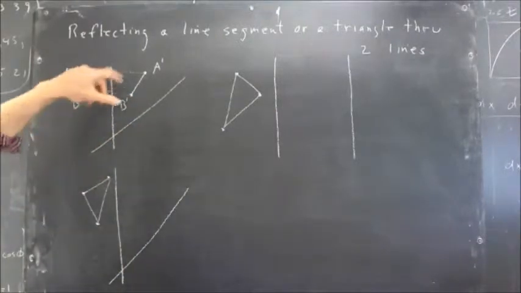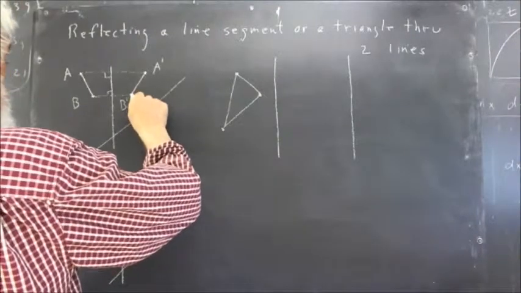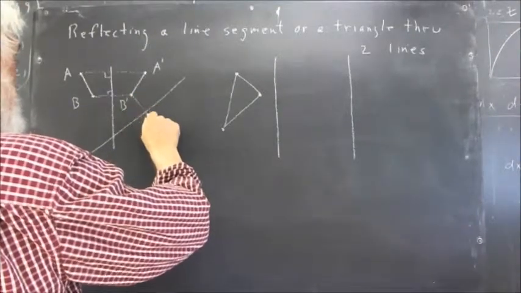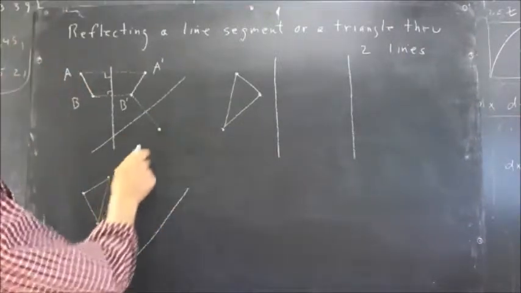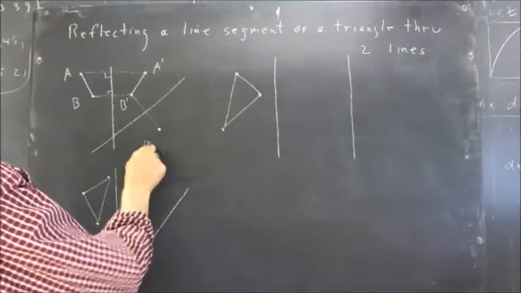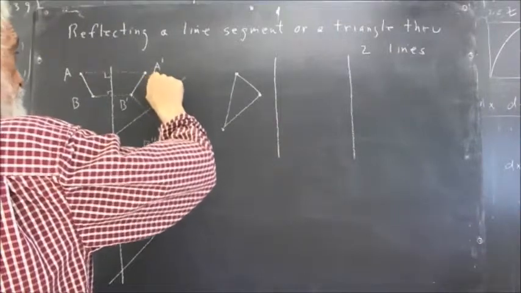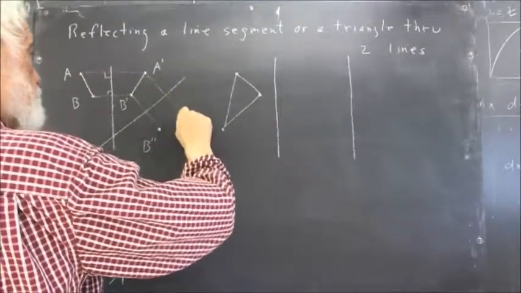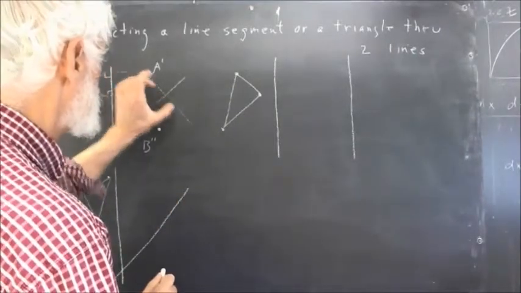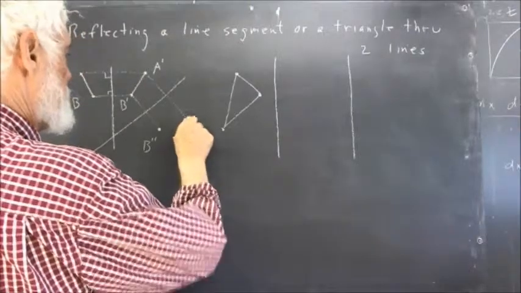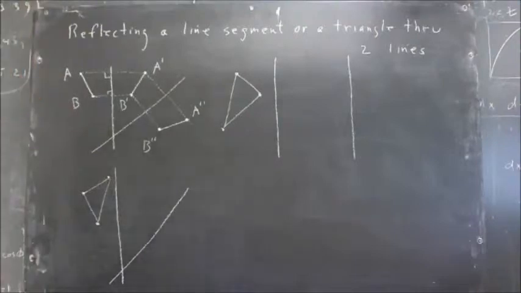Now we want to reflect this segment through this line. Well, we start, let's say, with B prime, and we reflect it straight across. And we get a point that I'll call B double prime. And then A will reflect across. And let's see, I have equal distances here, fairly good. Okay, so about here. So we'll call this A double prime. And here's our reflection.